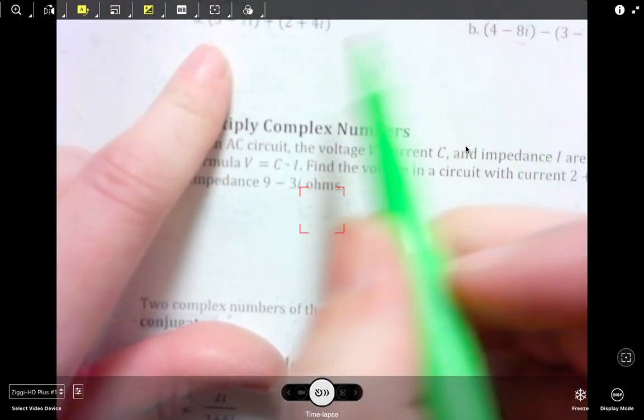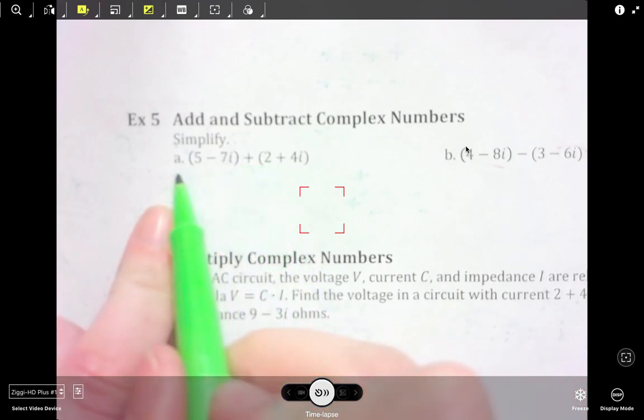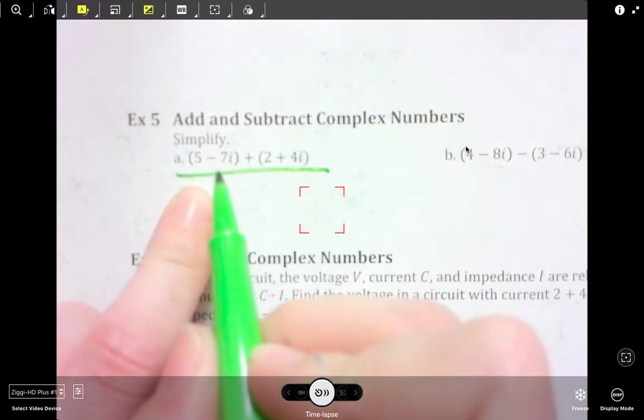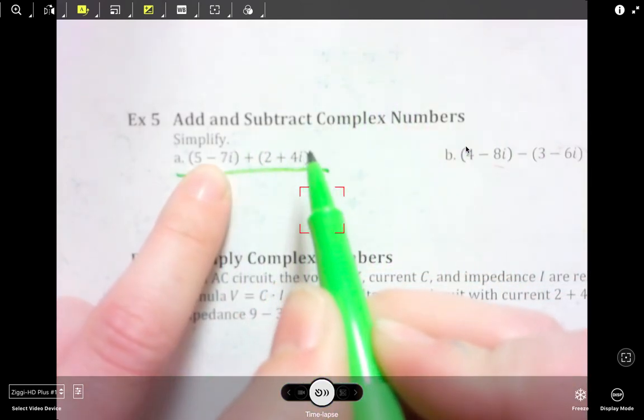Adding and subtracting complex numbers. This right here is very, very similar to what you would do if this was an x here.